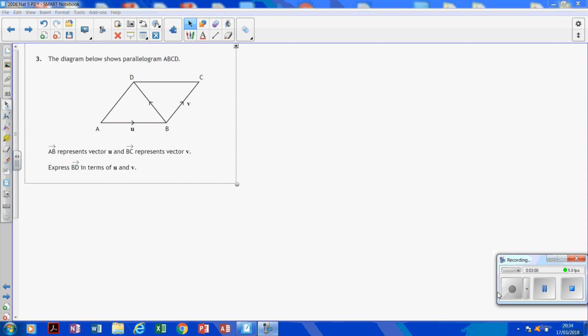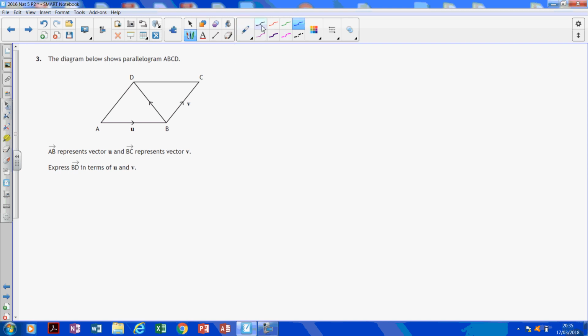For this one, the diagram shows a parallelogram. Now that means opposite sides are the same size and they're running in the same direction, so opposite sides will be the same vectors. Now AB is represented by vector U and BC is represented by vector V. Now the first thing I would do before I even look at what the question's asking is I would put in equal vectors. So if that's U, that's also vector U. And if that going in that direction is V, then going in that direction is also V vector.